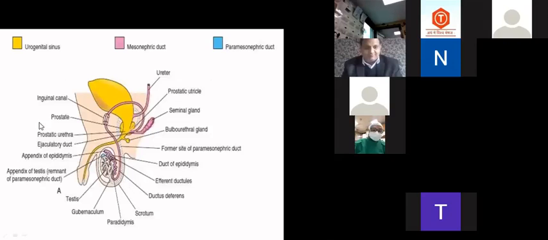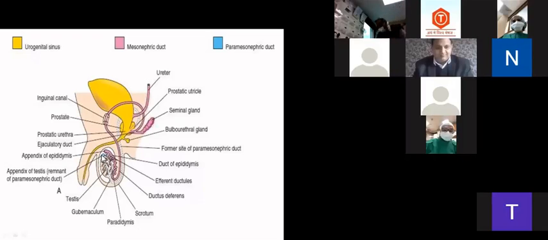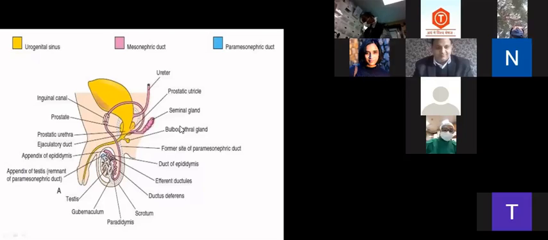This is a very important diagram. Here we can see the origin of the structures. The part shown in yellow developed from the urogenital sinus, the part shown in pink developed from the mesonephric duct, and the part shown in blue from the paramesonephric duct. As we all know, most of the male system develops from the mesonephric duct, and the paramesonephric duct regresses in case of males.